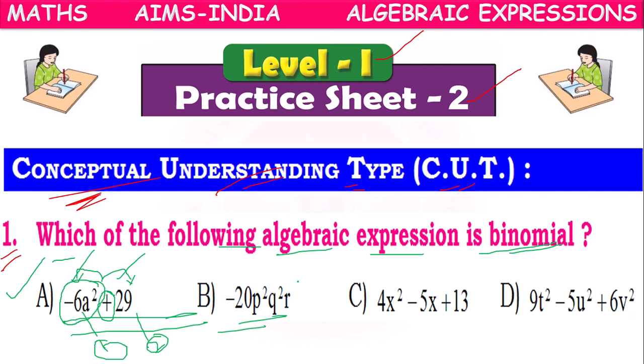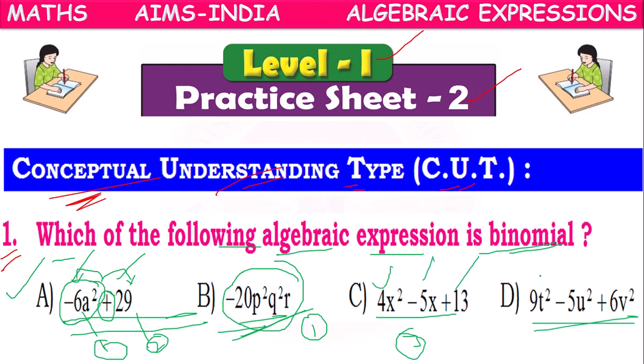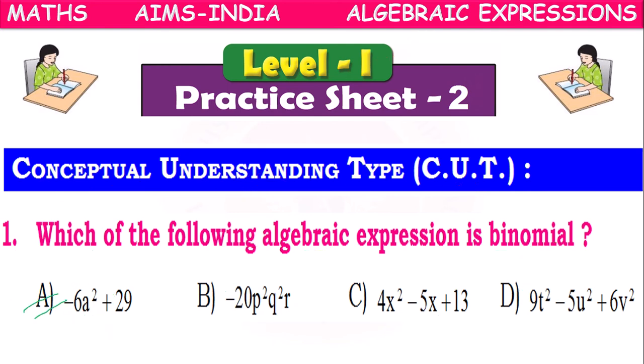In option B, there is no plus symbol, minus symbol, all numerals and literals are multiplied. So it is considered as single term, only one term. In option C, three terms are there. In option D also, we have three terms. So, option A is correct.